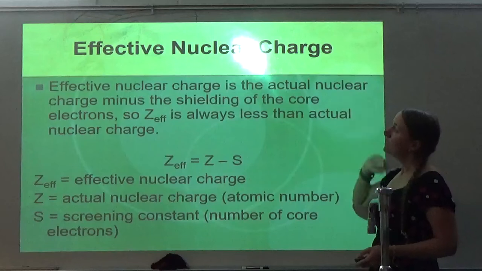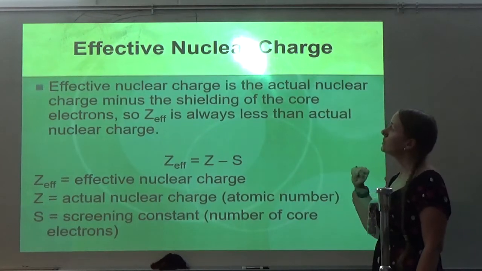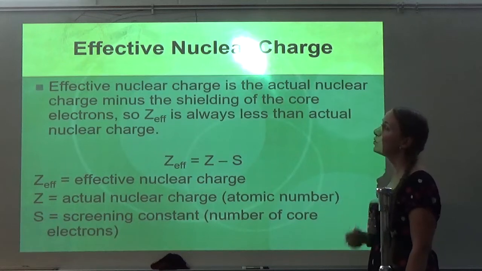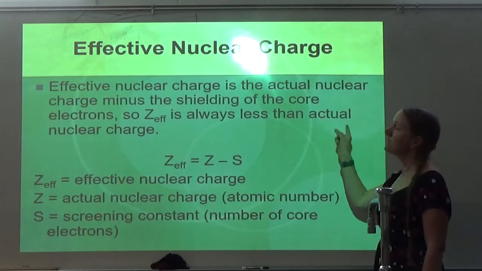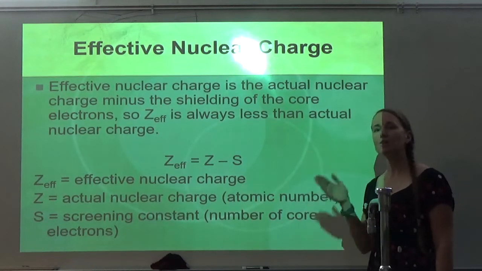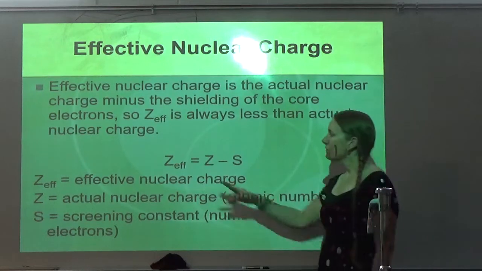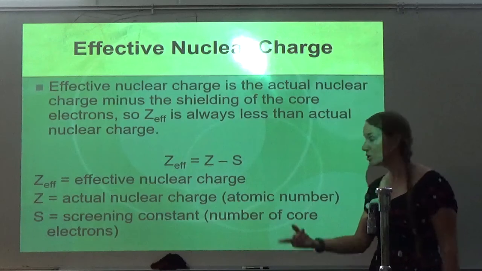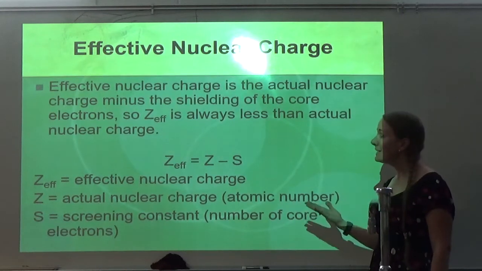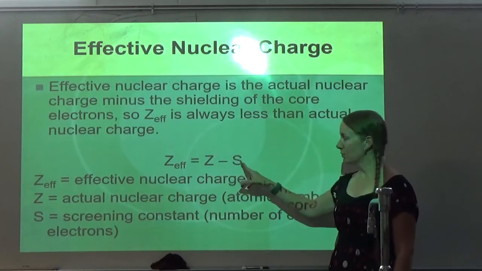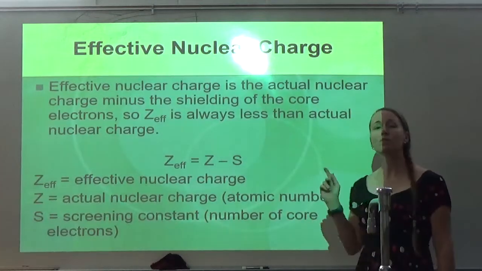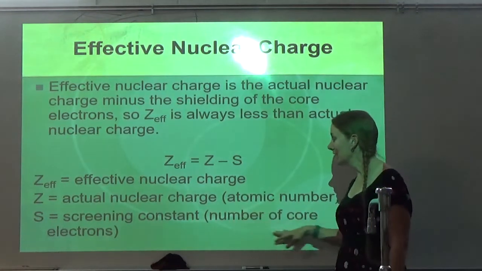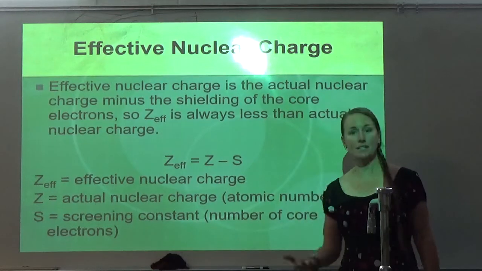So, effective nuclear charge. Effective nuclear charge is the actual nuclear charge minus the shielding effect of the core electrons. So Z effective is always less than the actual nuclear charge. Actual nuclear charge is just atomic number minus the screening constant. That's what we call S, and that's just the number of core electrons. So you are subtracting anything that is not valence electrons.